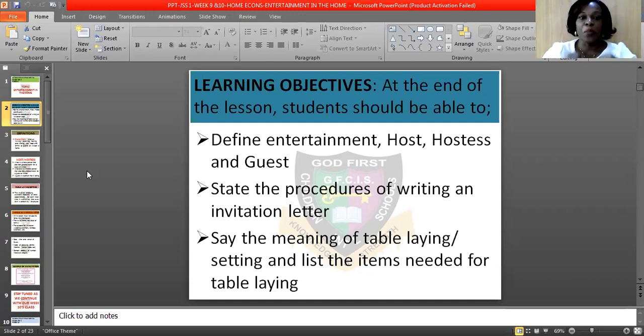Another thing I would like you to know at the end of this class is the meaning of table laying or setting. How do you set a table? How do you lay a table? That is what I want you to know at the end of this class. And also, you'll be able to list the items needed for the table lay. All right, let's go.